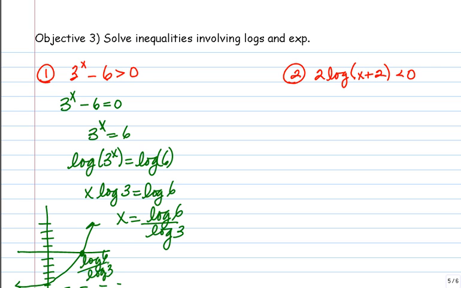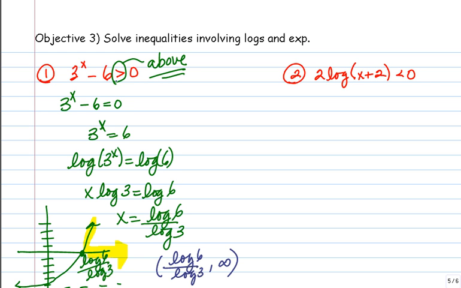Now you could use your calculator to find that out. But which region then would contain solutions to this inequality? In other words, is it to the right or to the left of this log 6 over log 3? To be greater than 0 means it has to be above the x-axis, right? And it's above the x-axis here. So that would be to the right of log 6 over log 3. So the solution to this problem would be log 6 over log 3 to infinity. Now if that happened to have said greater than or equal to 0, then I would have a bracket there.